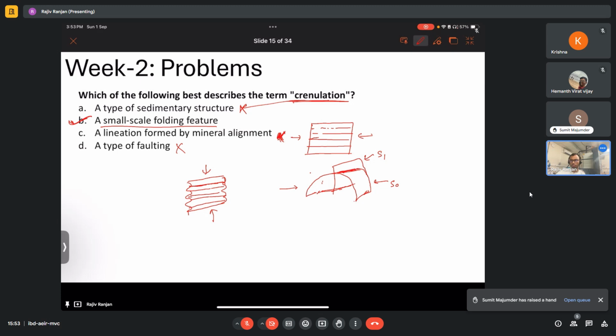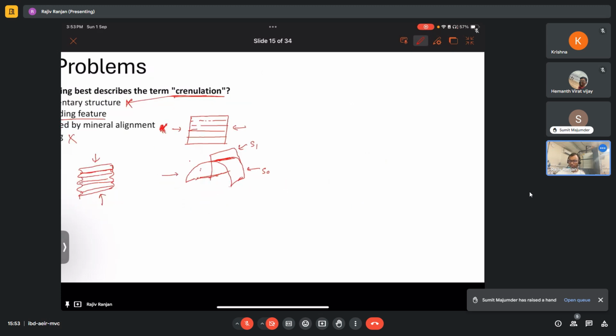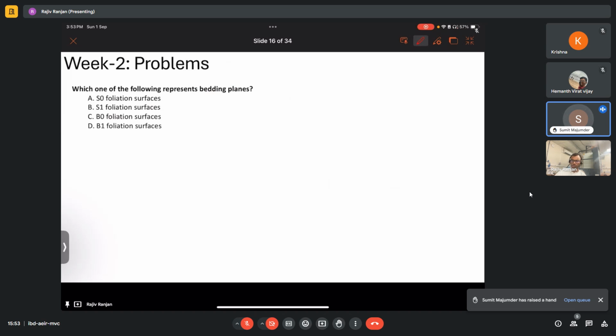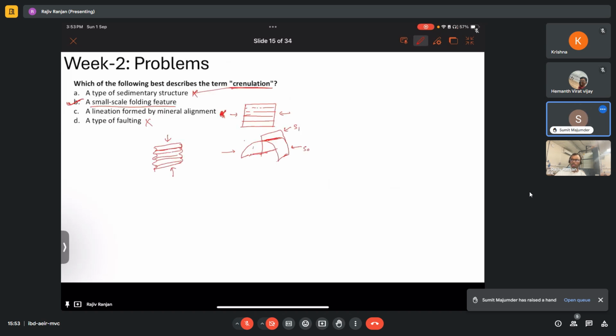I hope that's clear, right? This is not due to any internal adjustment of rocks. So that happens because of what? Because of tectonic forces, right? Unless temperature and pressure are there, unless tectonic forces are there, there won't be any alignment, any internal reorganization of minerals. This happens because of pressure and temperature conditions. Okay.